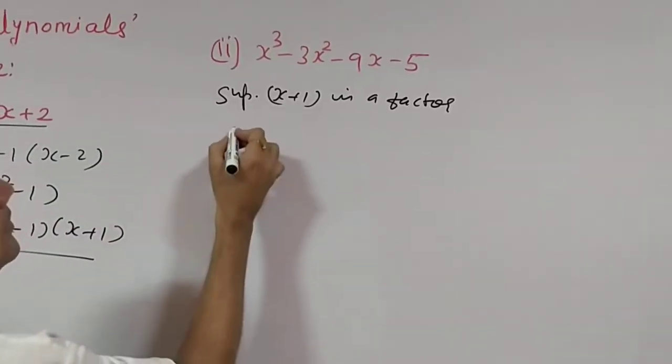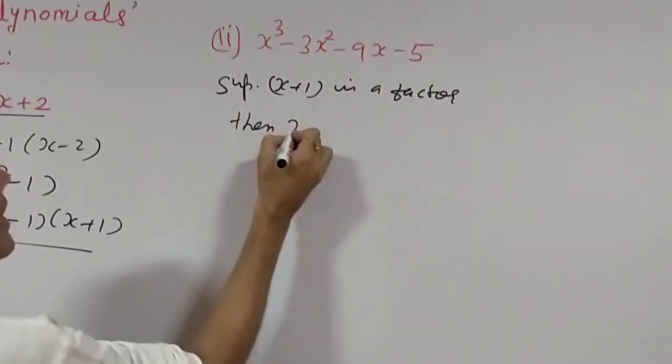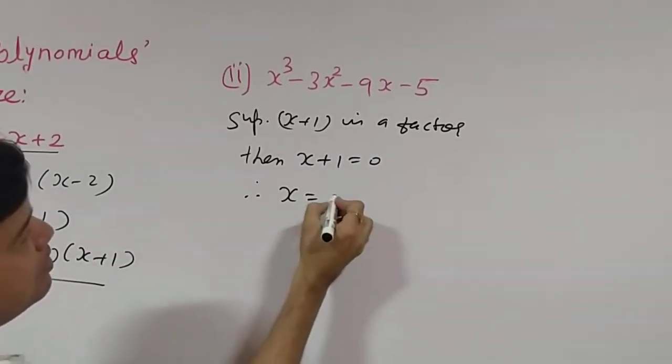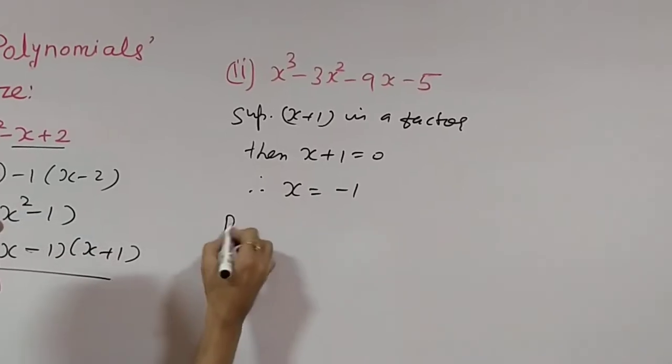Then x plus 1 is 0. Therefore x is equal to minus 1. P of minus 1.